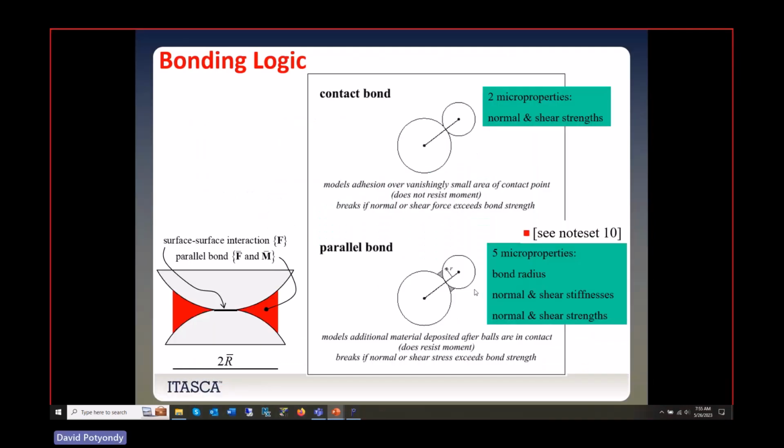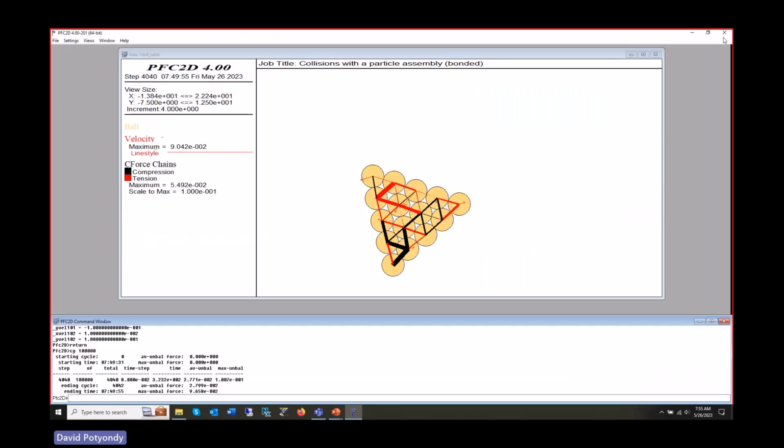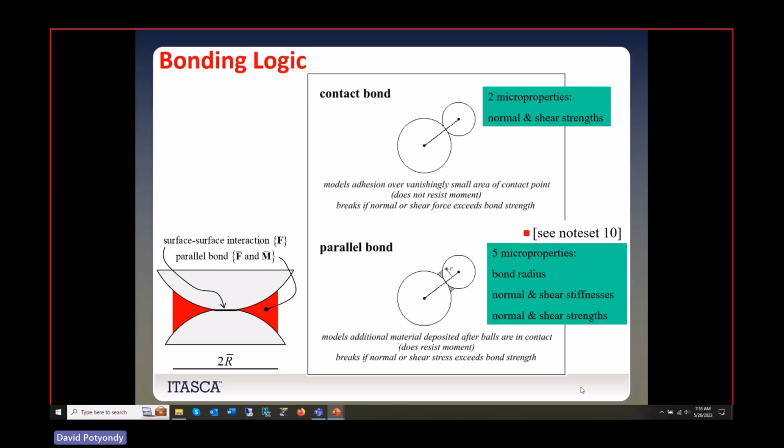All right, let's introduce the next type of bonding. Let's shut this off. Now we go. The next level of bonding is going to be a bond that can also resist moment. This is what we're going to call a parallel bond. And I'll tell you why it's called parallel in a moment. What it does is it's as though we put cement here. Think of having two balls and now smearing cement in that region between them. So here's my cement. I made it red.